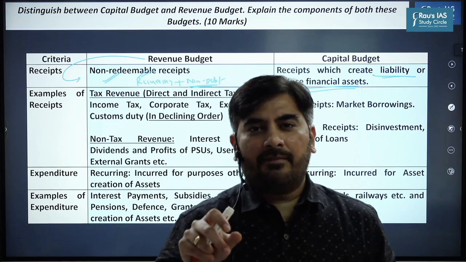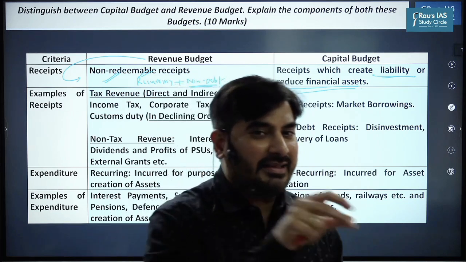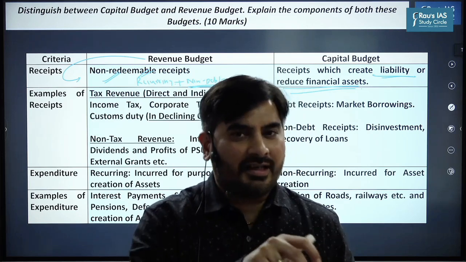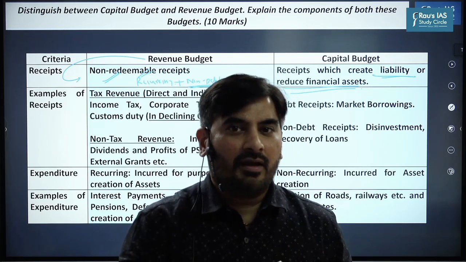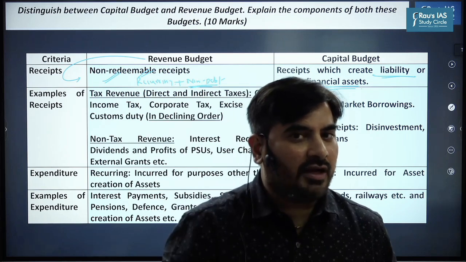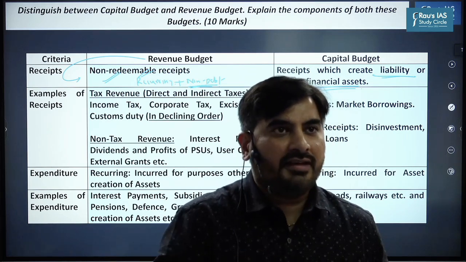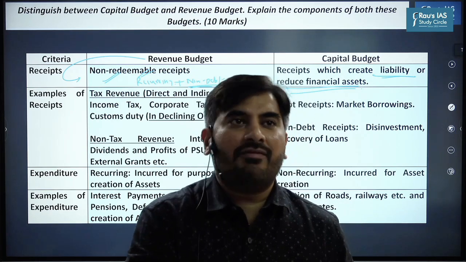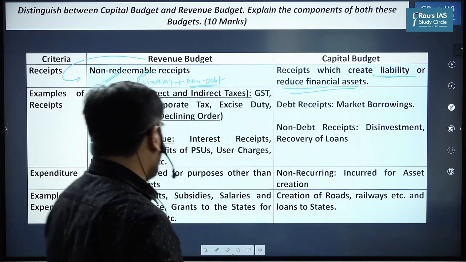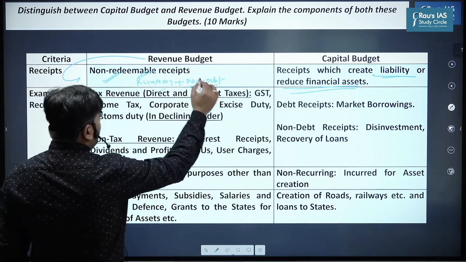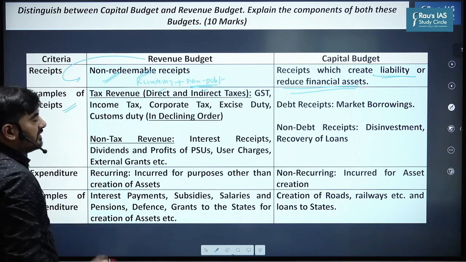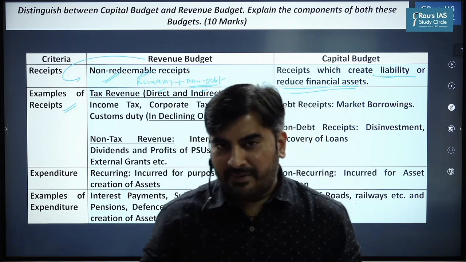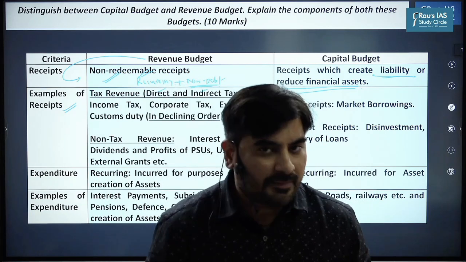Now let's say the government is collecting taxes, direct taxes and indirect taxes. Can I say these taxes are collected on a recurring basis? Every year they're collected. Are they creating any kind of liability on the government? Are they debt creating? No. It's the government's own money. So all the taxes which the government collects will become part of the revenue receipts. So as you can see, you have both direct taxes and indirect taxes which are part of the revenue receipts. So you have taxes such as corporate tax, income tax, excise duty, GST, etc.